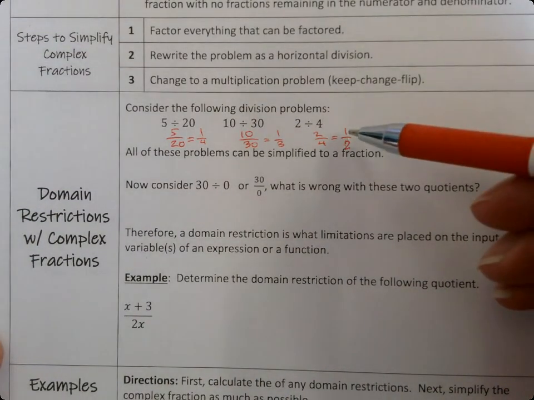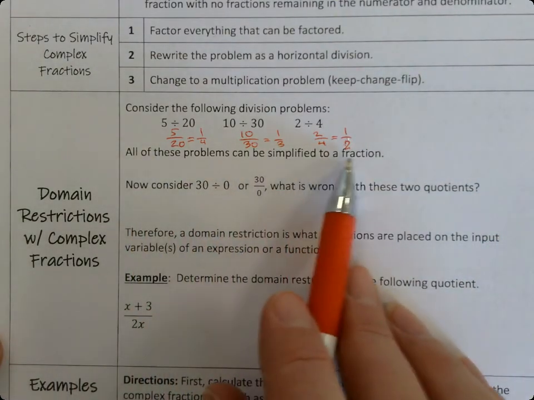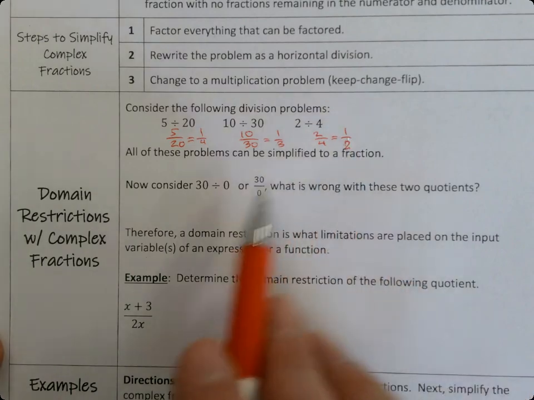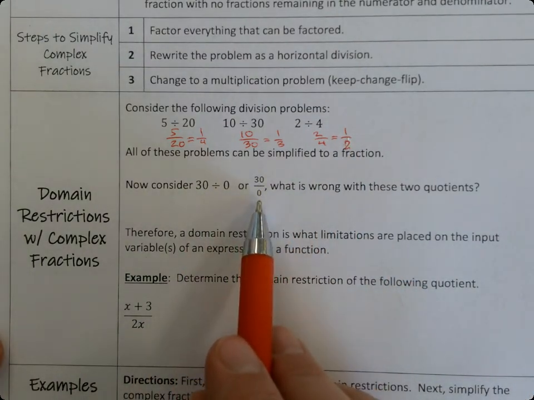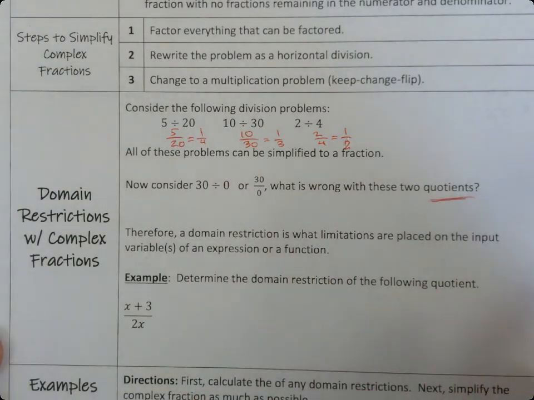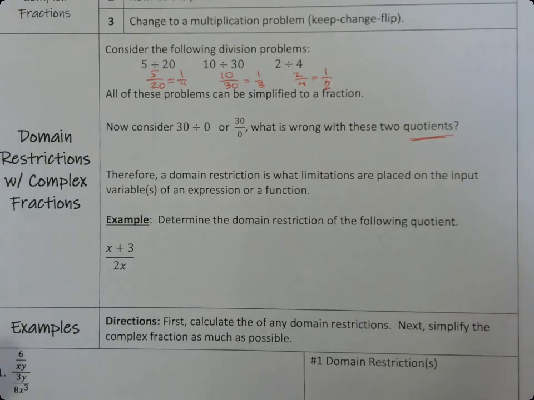All right, I got caught. I messed up. This should be 1/2, which we know. All right, all of these can be simplified into a fraction, which we did. But what about 30 divided by 0? That is the same as saying 30 over 0. What's wrong with these quotients? Quotients, the answer to division problems. I can't divide by 0, so we call this?